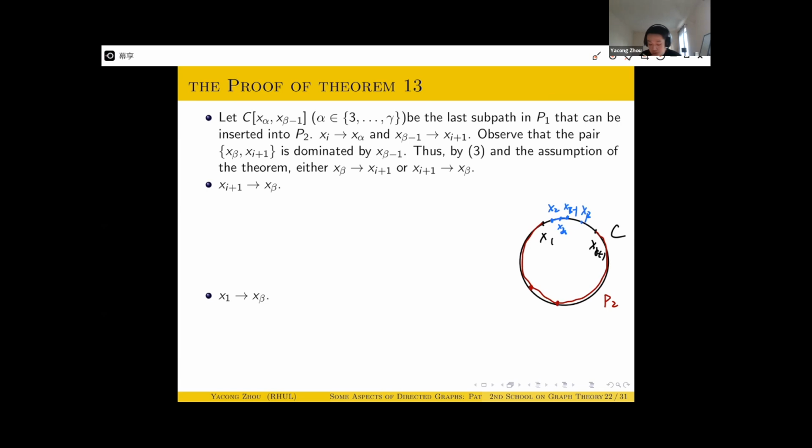So by our definition of multi-insertion, there must exist two consecutive vertices, xi and xi plus one, such that xi dominates x2, xi dominates x alpha, and x beta minus one dominates xi plus one. So one can see that x beta minus one dominates the pair x beta and xi plus one.